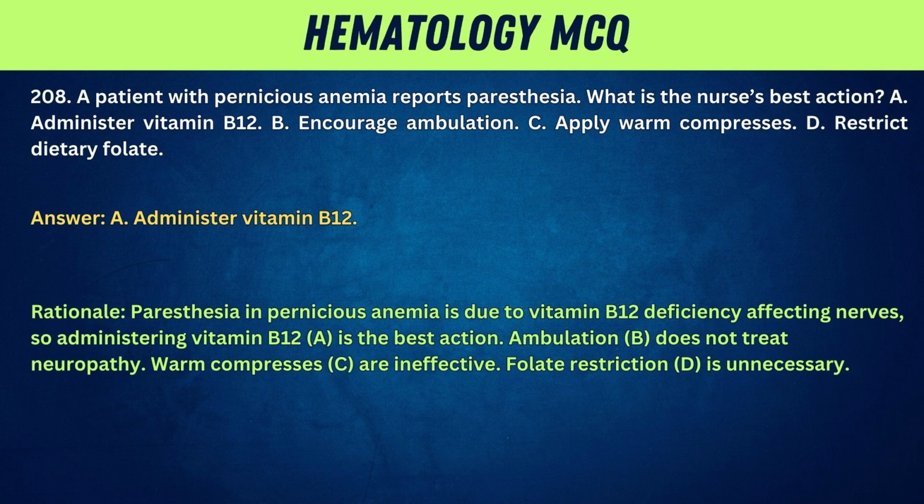208. A patient with pernicious anemia reports paresthesia. What is the nurse's best action? A. Administer vitamin B12. B. Encourage ambulation. C. Apply warm compresses. D. Restrict dietary folate. Answer. A.